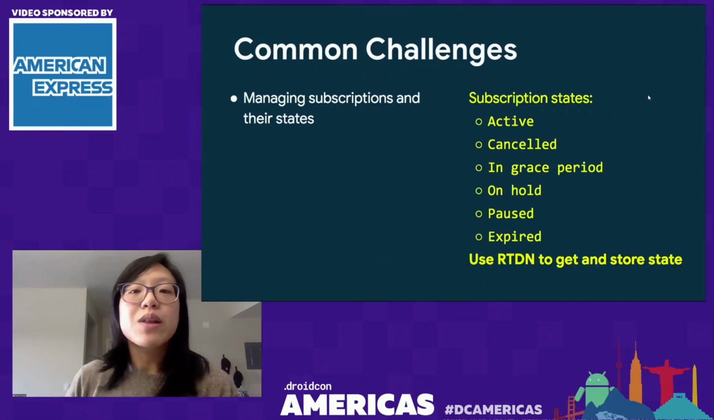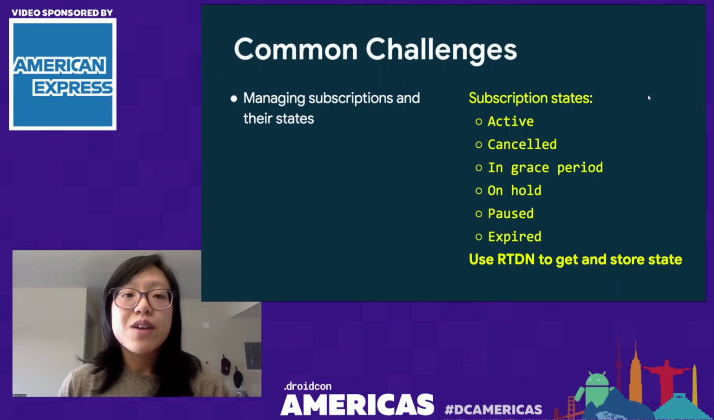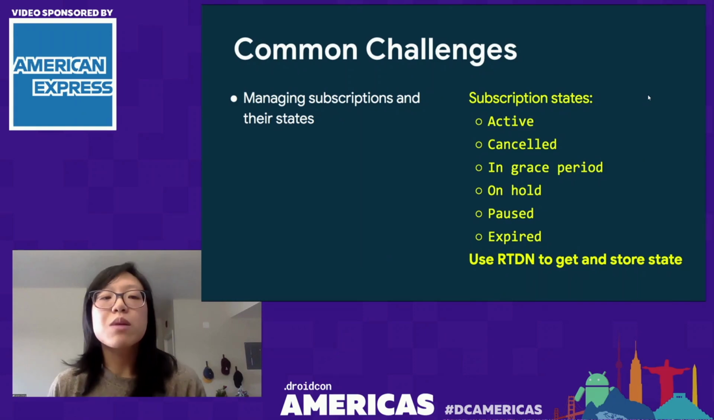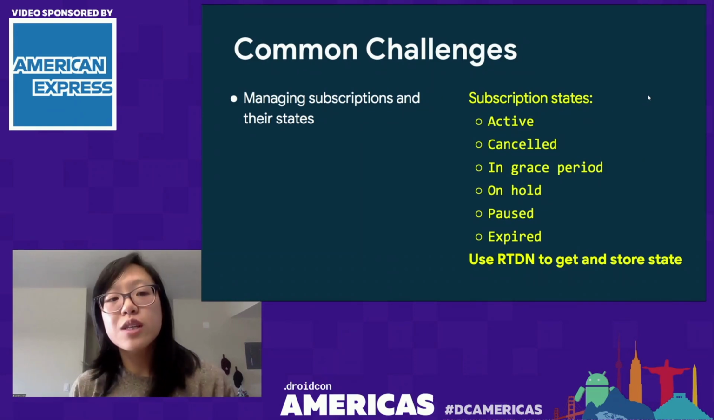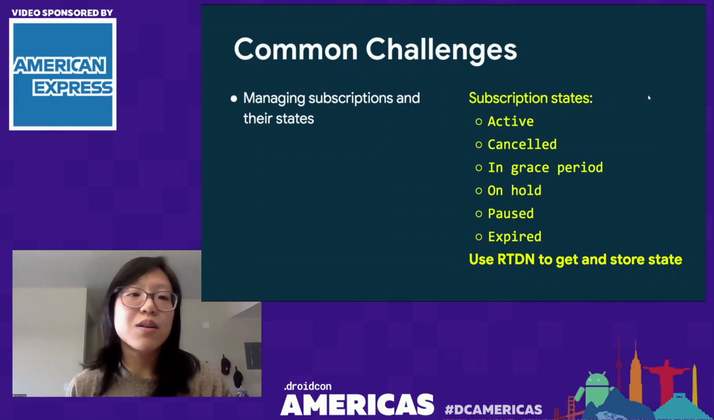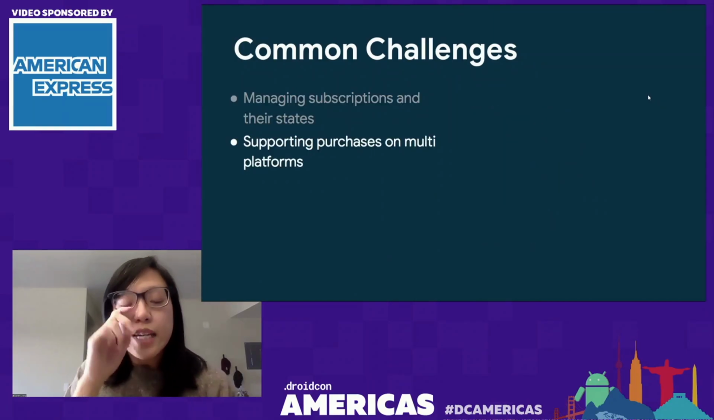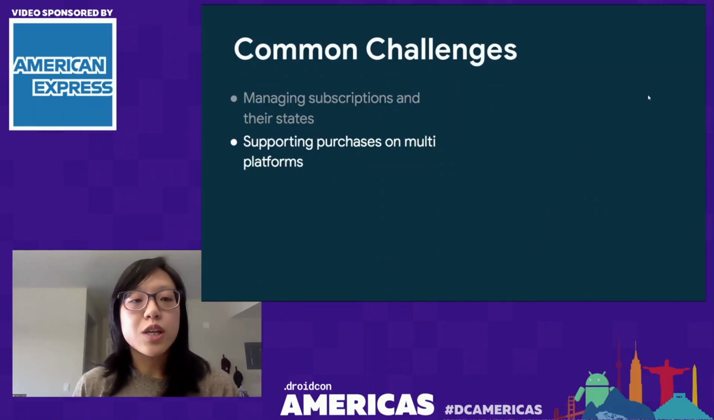So the way to go about that is really just to use the real-time developer notifications and implement that in your backend. And if you have a backend implementation, you would be able to actually store the state of each subscription in your backend. So unfortunately, the Play Billing library right now does not support that. But if you had your own backend implementation, it would be able to support that.